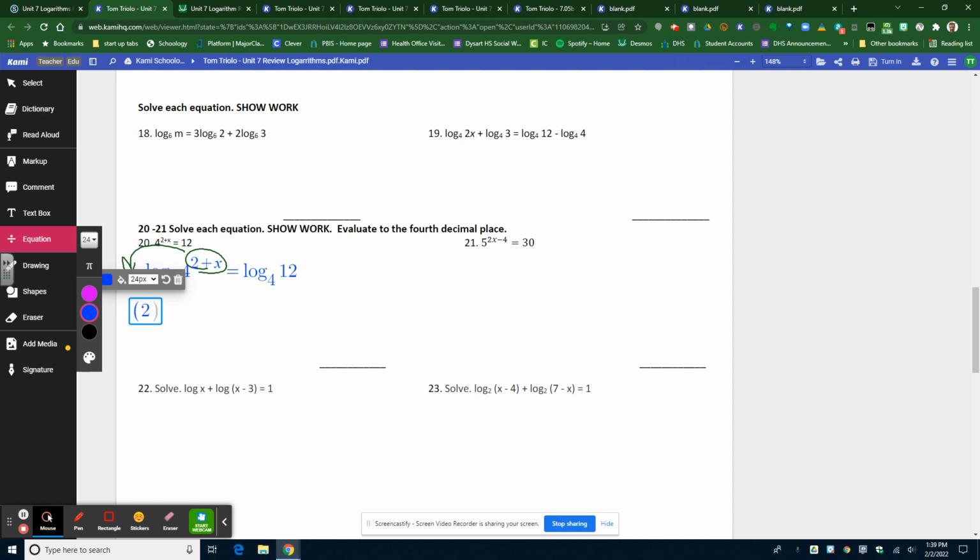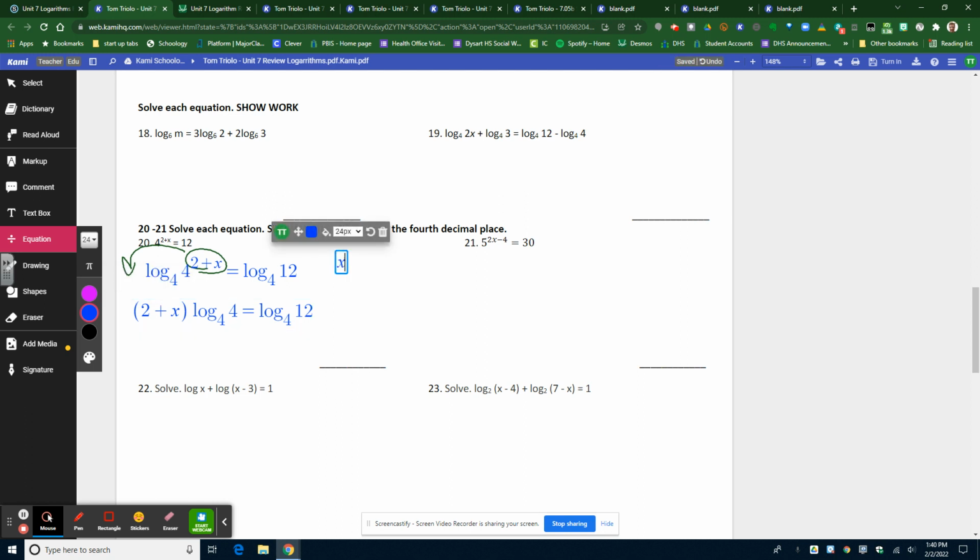I'll keep it the same, even though commutative property says I can write it any way I like. But log 4 base 4 is 1, so do I need that anymore? Do I need the parentheses anymore? Nope. So I got x equals.